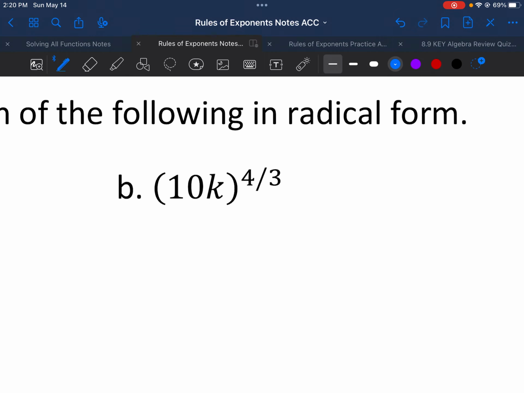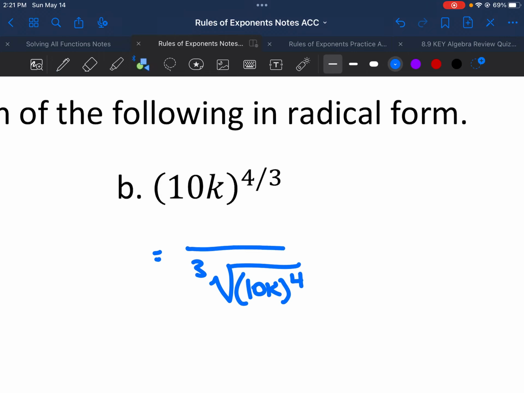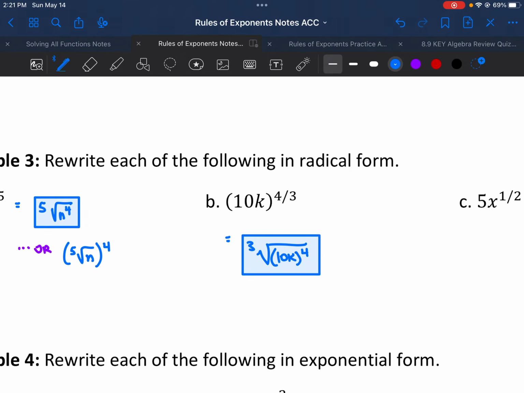All right, part B. 10k in parentheses, all raised to the 4/3 power. So again, that 3 in the denominator is going to represent the root, the 3rd root. So I can write this as the 3rd root of 10k to the 4th power. And again, there's another acceptable version of writing this out as well. You could have the 3rd root of 10k and then that whole thing to the 4th power.